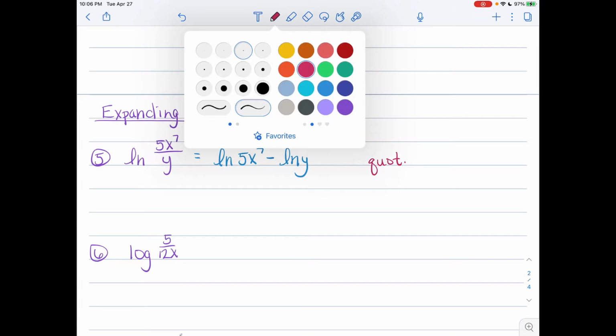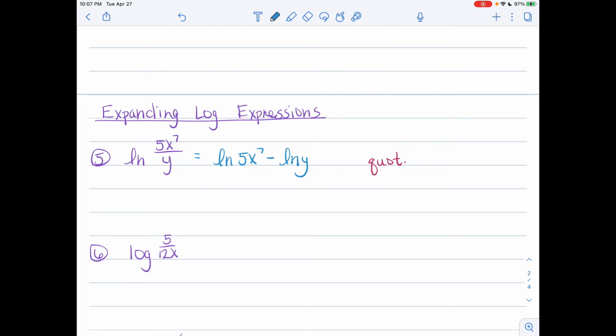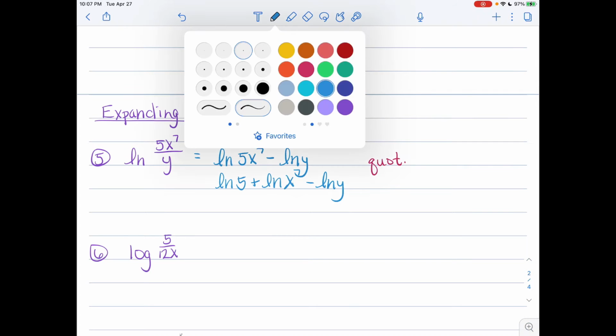Now I want to go ahead and undo the multiplying that's happening between 5 and x to the 7th. Let's just focus on that one. This natural log of y, we're not going to be able to do anything else with that. There's no product, power, or quotient that we can mess with there. So let's go ahead and break natural log of 5x to the 7th up as natural log of 5 plus natural log of x to the 7th. And then we still have natural log of y. So this was using product.